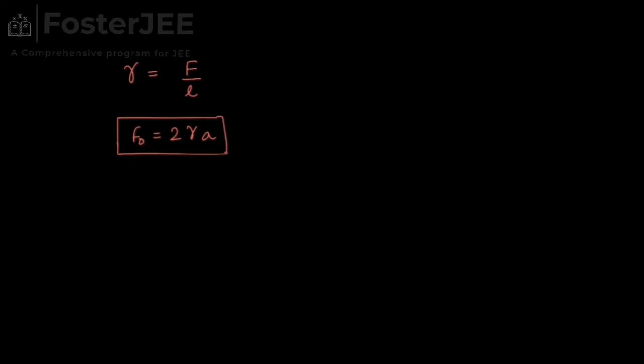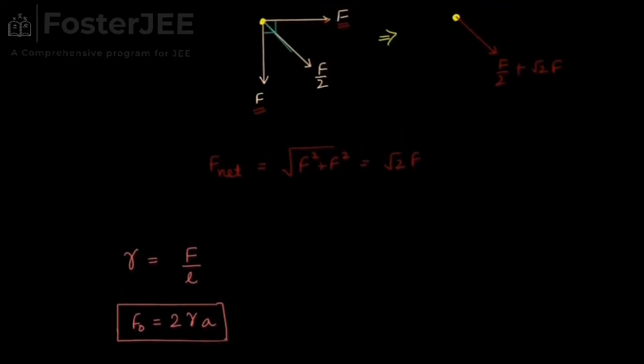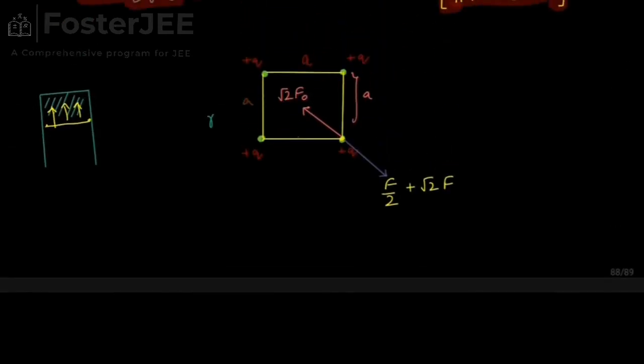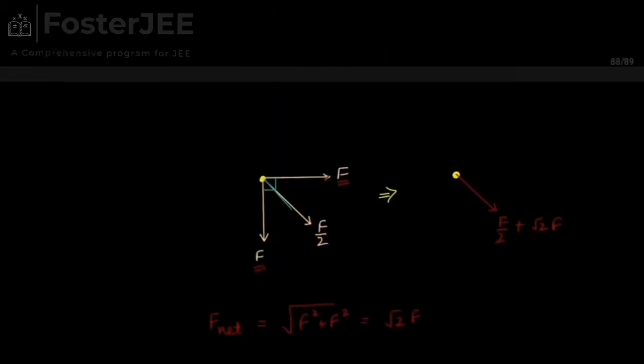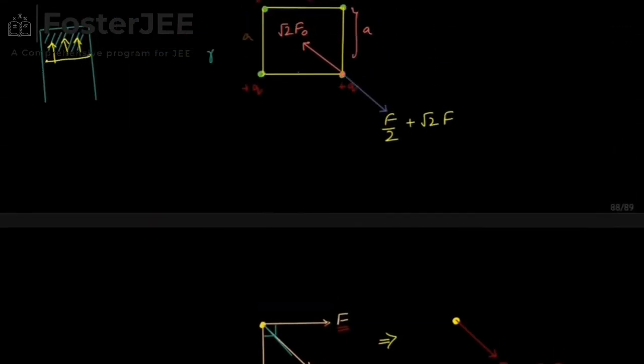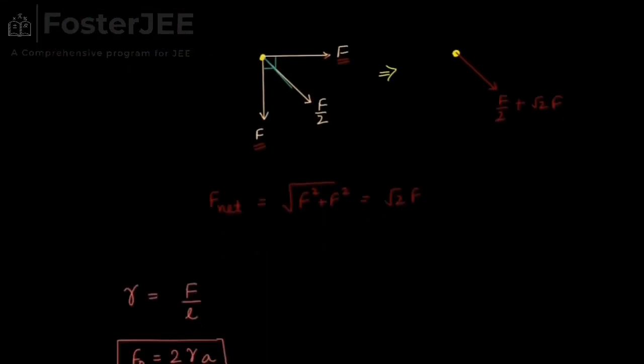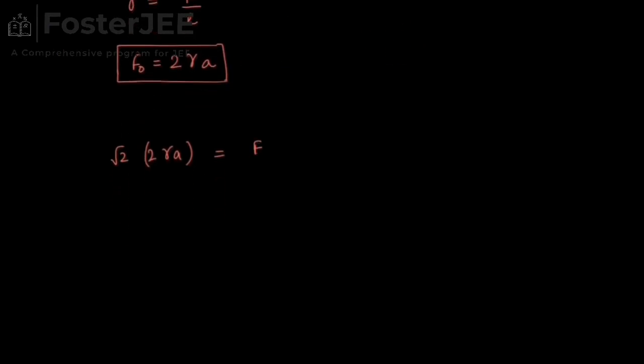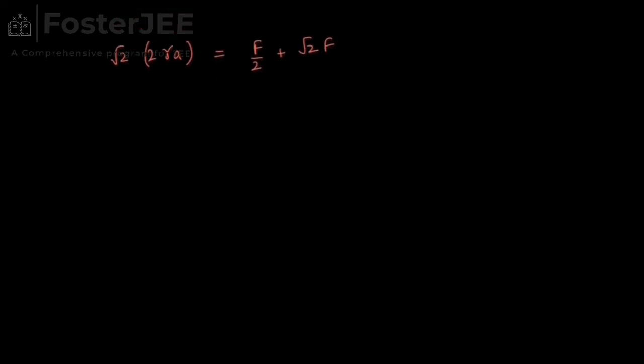Although this is not very important in this problem, we still have to understand each and every part of the problem. Now, the force acting on this charge due to surface tension is root 2 F naught, where the value of F naught is 2 gamma A. This force will be balanced by the force of electrostatics, that is F upon 2 plus root 2 F. This is our equation of equilibrium.